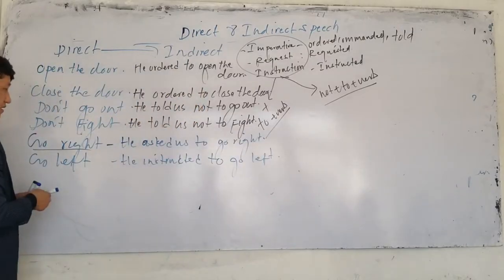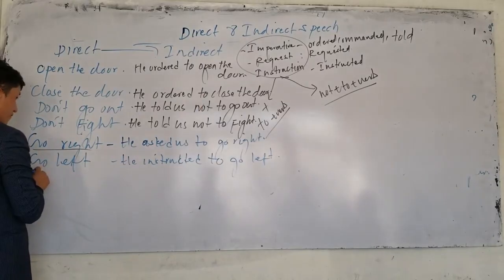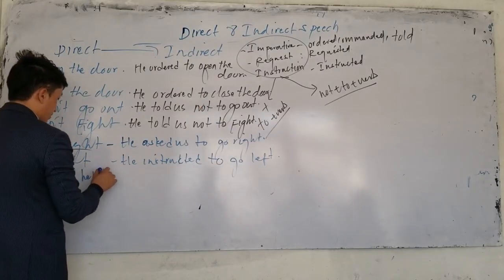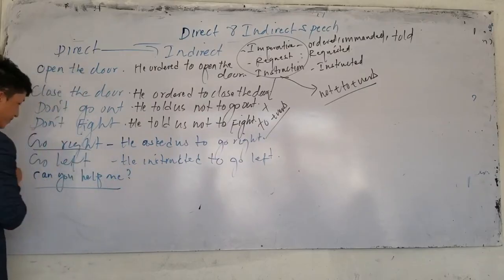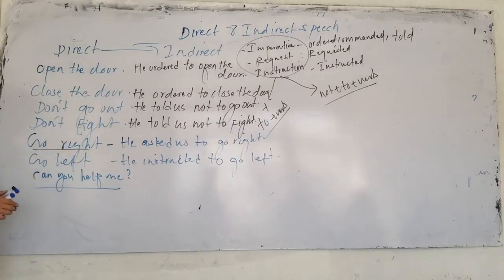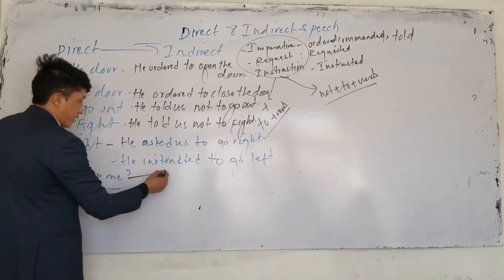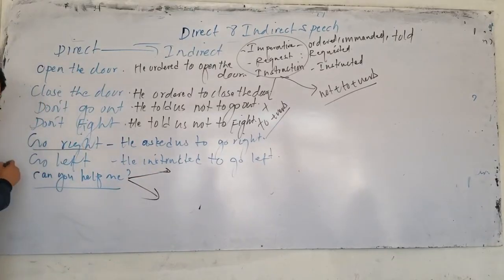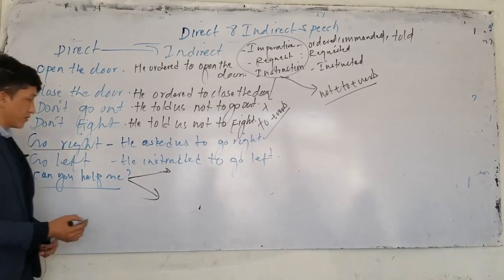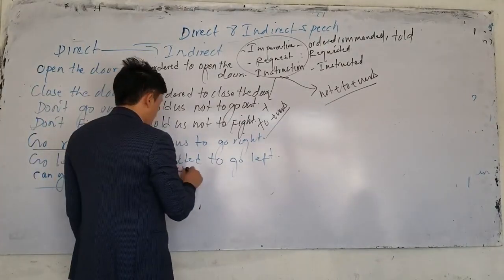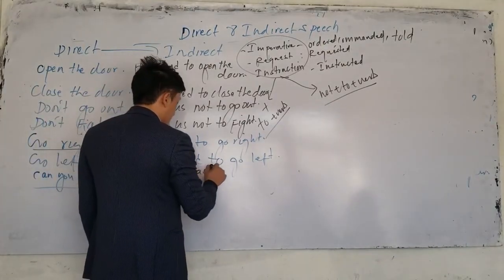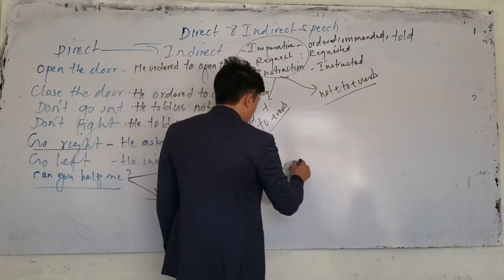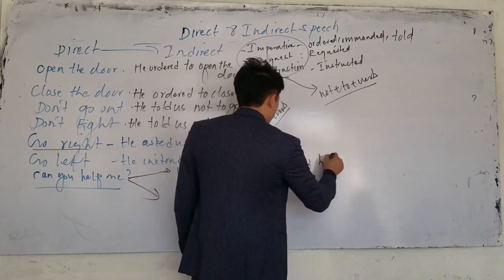Or if I say another one, for example, if I say can you help me? How can you change it now? Now it's a kind of request. Look, if we have a request like this, we have two ways. It can be used as a question, yes, no question. We can say he asked me if I could help him.